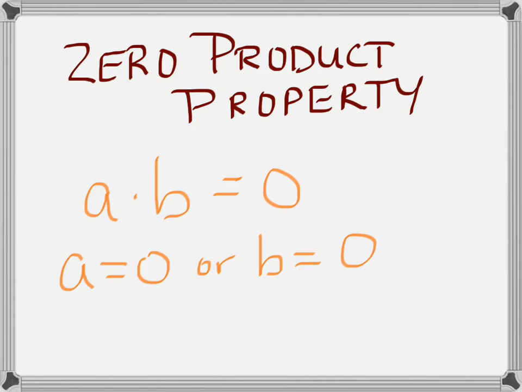That's the neat thing about the zero product property. There's no other number you can multiply by and get that same number. But if you multiply by 0, you're always going to get 0. So the zero product property, again, says that if you have two terms multiplied together and they equal 0, then one of those terms has to equal 0.